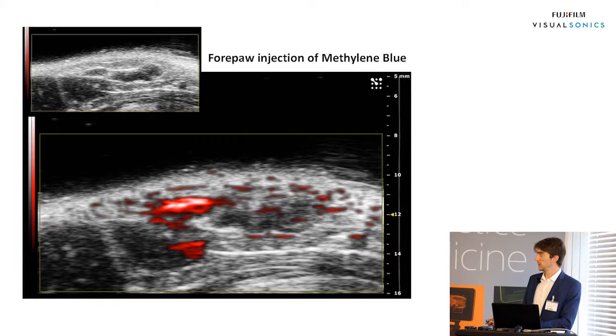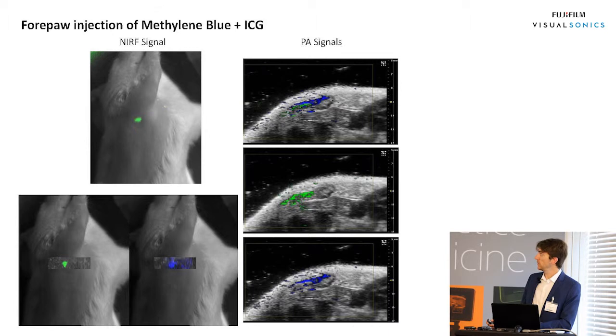We also validated the use of methylene blue, which is a blue dye, also detectable with photoacoustic imaging. As you can see here, the washing of the methylene blue inside the sentinel lymph node. And we also wanted to compare, to use co-injection of ICG and methylene blue thanks to the spectral mixing with photoacoustic signal. As you can see here in blue and green, in blue the methylene blue, and green the ICG, and you can discriminate the signal from methylene blue and ICG.